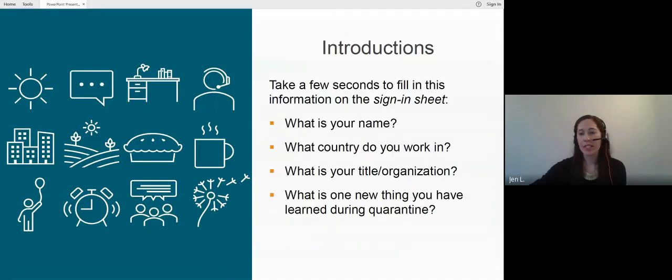So using our sign-in sheet, we are going to go through some introductions. We're going to try to be as brief as possible and ask you your name, the country that you do your work in, your title, organization, who you work for, and then please tell us one new thing you have learned during quarantine. And so I will start with this just to give everybody an example.